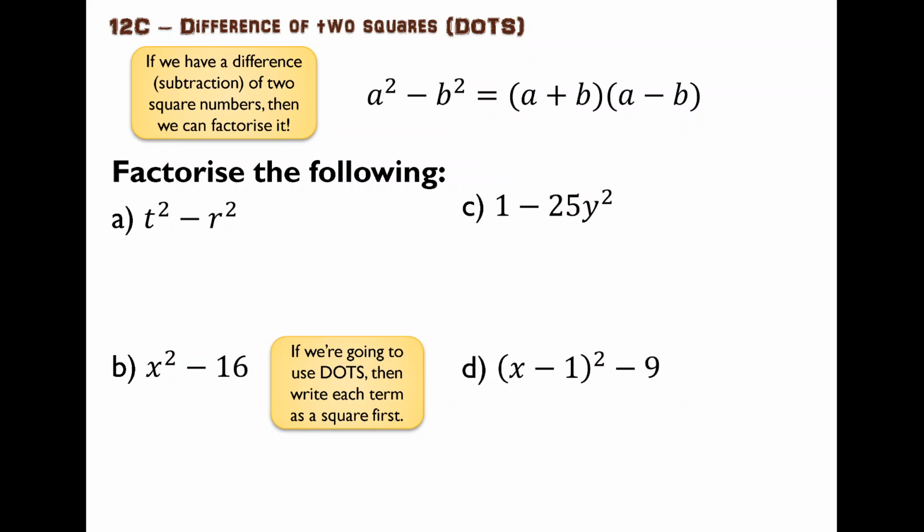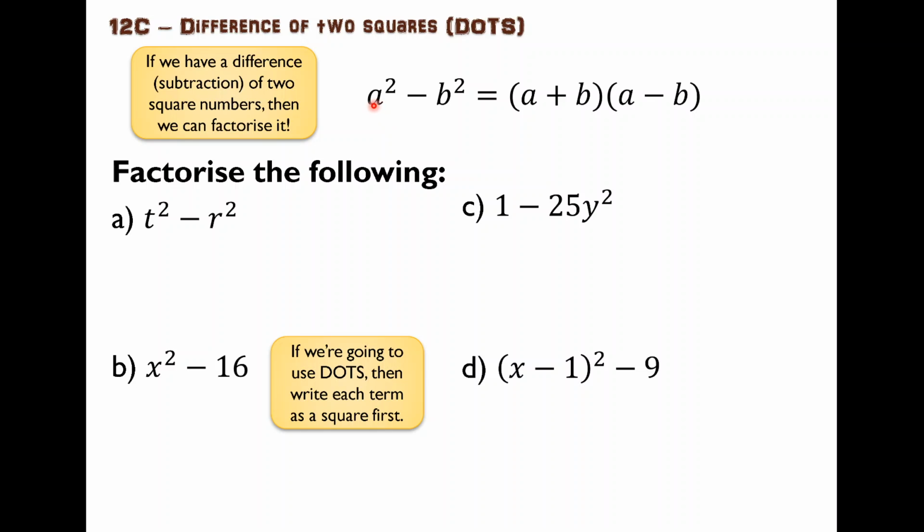We're doing factorizing right now, and there's a little trick. Be on the lookout for this trick, because if you see a difference, or a subtraction, of two square numbers, then we can factorize it. We can use this trick. The trick is called the difference of two squares, is the name of my magic trick, and I'm willing to share it with you today. You can call it DOTS if you want, for short.